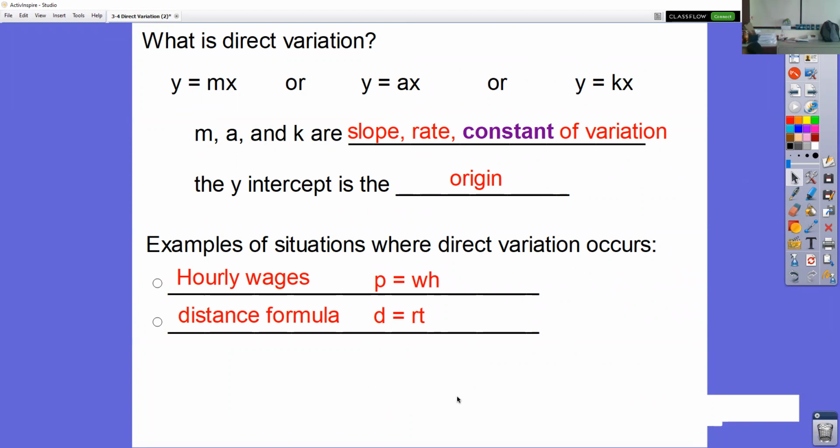It's when anything has a measurement of slope, rate, or constant variation, and the y-intercept is always starting at the origin. Examples of situations where direct variation occurs: hourly wages, and distance when using the distance formula. If you don't work any hours, you don't get any money in your paycheck. If you've traveled zero distance, you haven't gone any miles, or you haven't traveled for any time yet. So we always start at the origin, 0, 0.